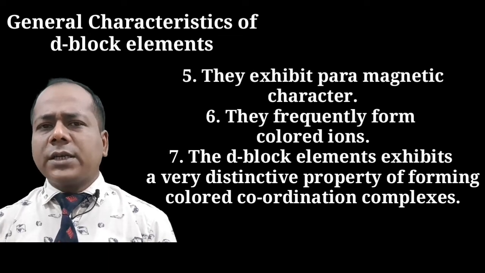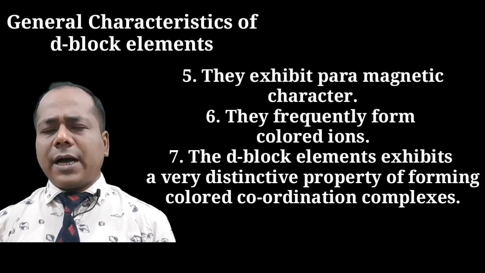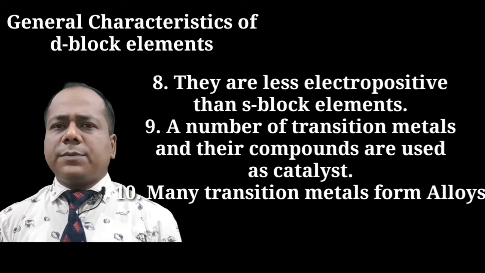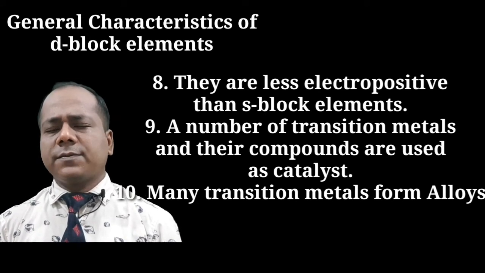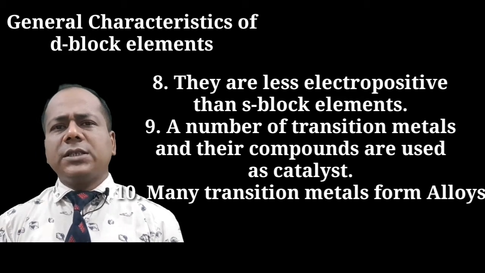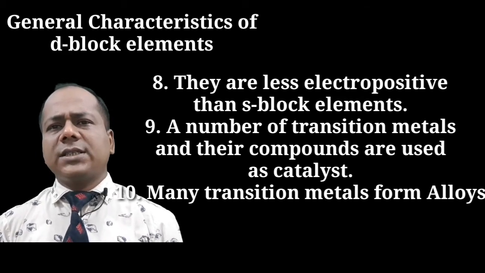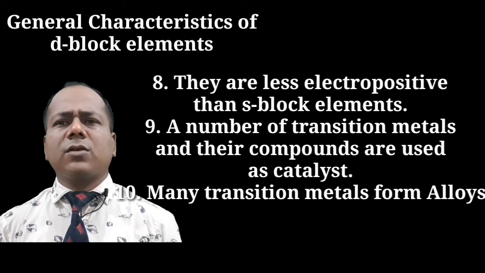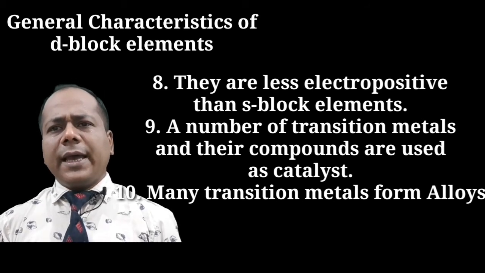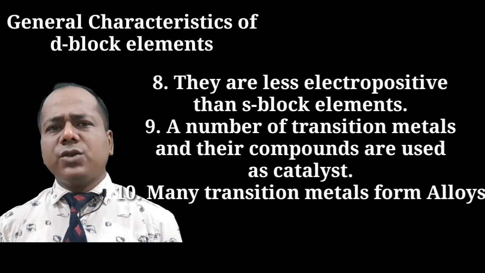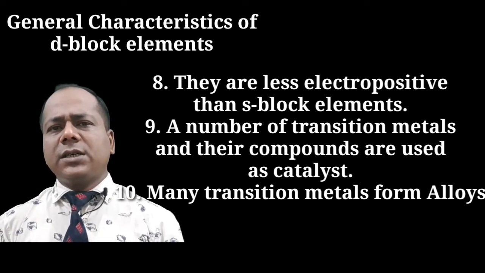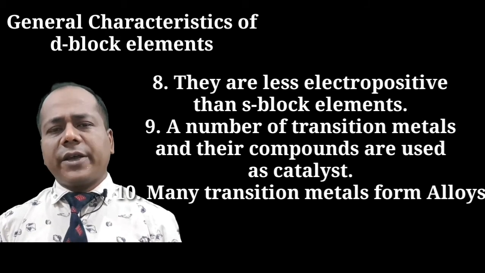They frequently form colored ions. They are less electropositive than S block elements. A number of transition metals such as chromium, manganese, iron, cobalt, nickel, copper, etc., and their compounds are used as catalysts. Many transition metals form alloys.